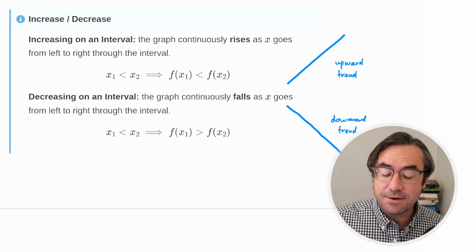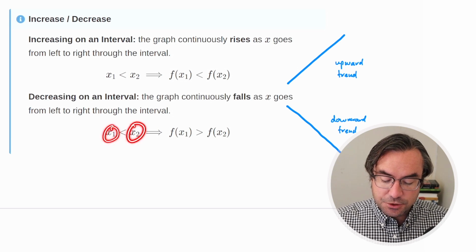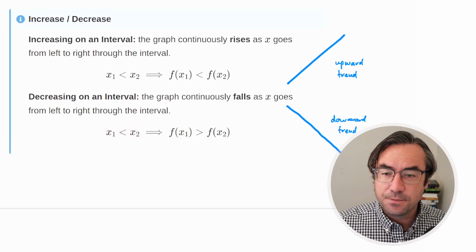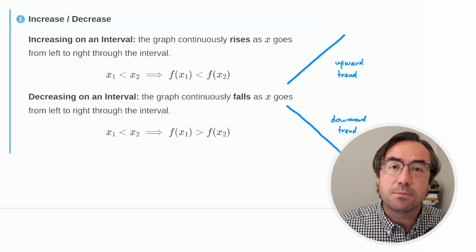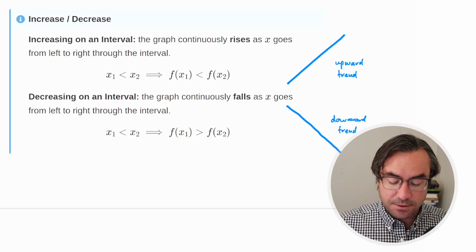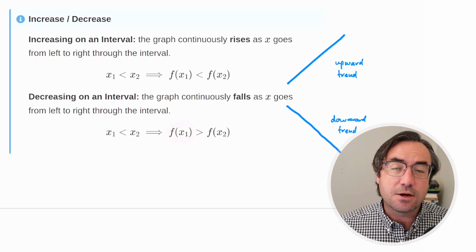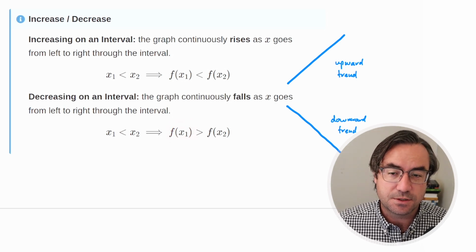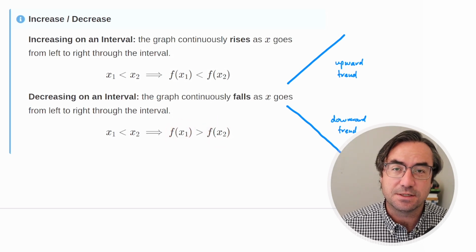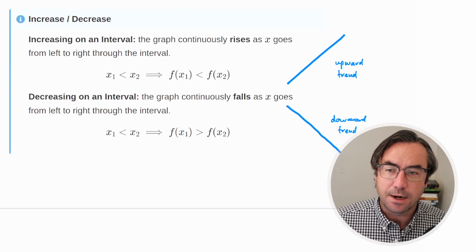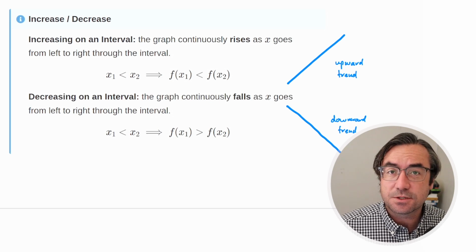Now, the precise definition with inequalities is, again, we pick two x values on the interval, and we make one of them smaller than the other one, and we plug both of those x values into our function. If it's a decreasing function, what that means is the inequality gets reversed. So the function value goes down. It decreases. All right. So graphically, let's see what this starts to look like.